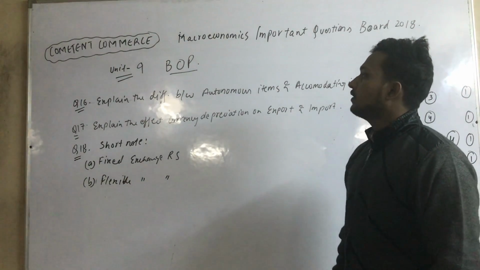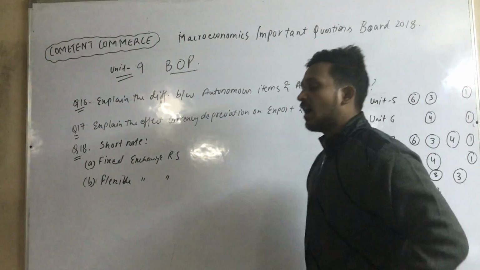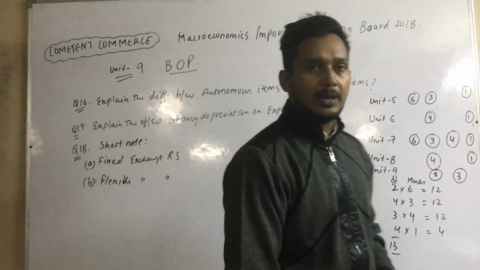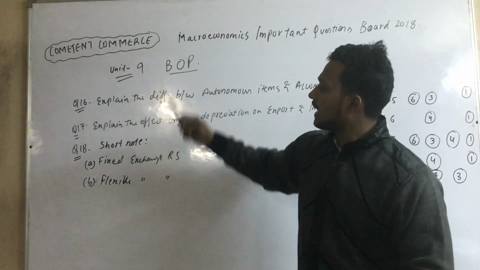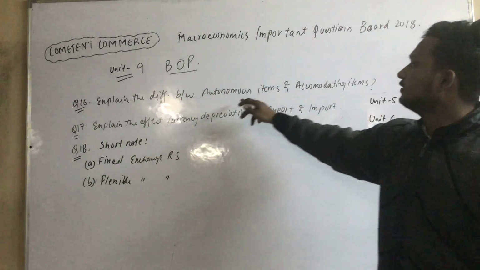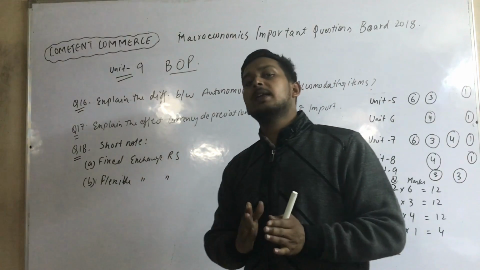Now come to our unit number 9, that is your balance of payment unit. In this unit number 9 we have two chapters. One is your foreign exchange chapter and the other is your balance of payment. From this balance of payment chapter, I have taken only one question for 3 marks, right? That is, explain the difference between autonomous items and accommodating items. This question is very, very important.